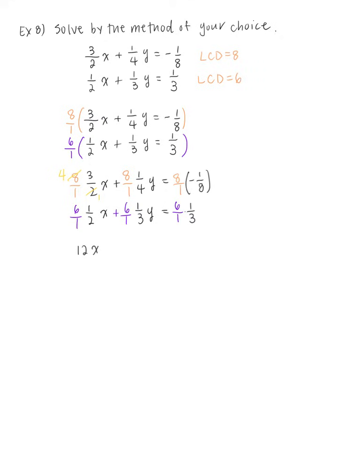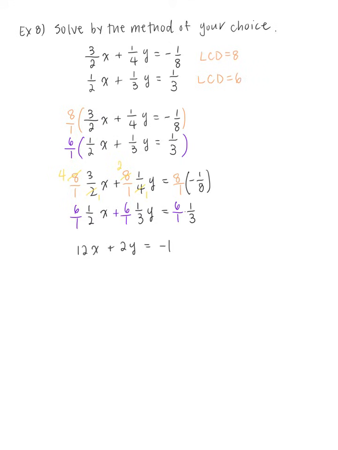Now we're going to do the same thing for 8 over 1 times 1/4 y. Notice that I can cancel the top and bottom by dividing by 4 to cancel this 4. 4 goes into 4 once and into 8 twice. So what do we have left over? Just a 2y. Now that's going to equal, if I multiply the 8 over 1 times negative 1 over 8, we're just going to have negative 1 left. All right, looks much cleaner than the original equation.